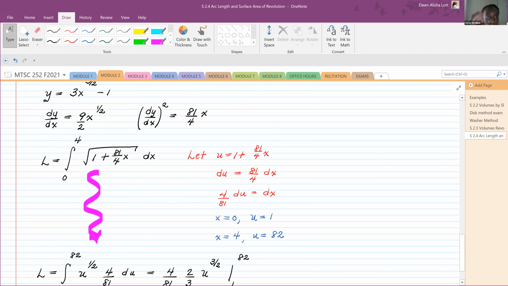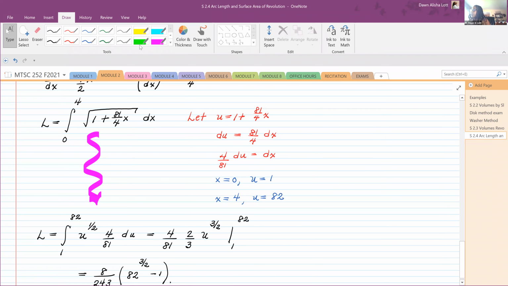Dr. Locke, how did the integral change from 0 to 4 to 1 to 82? How did, say that again, Victor? I was asking, how did the integral change from 0 to 4 to 1 to 82? Oh, we had to change the limits of integration right here.